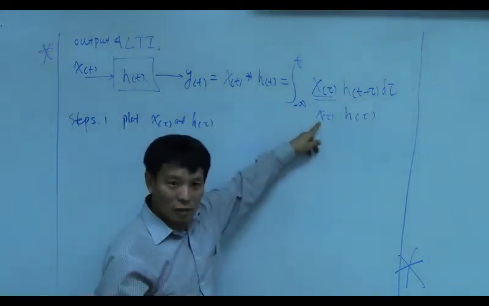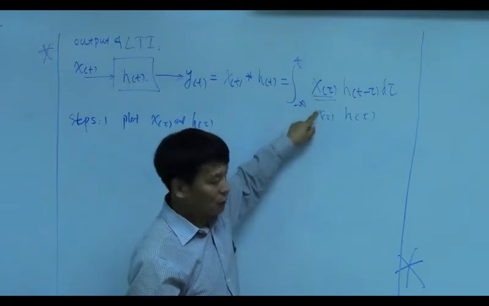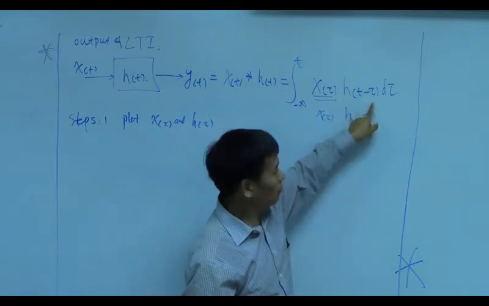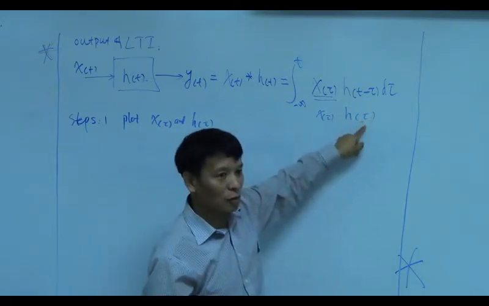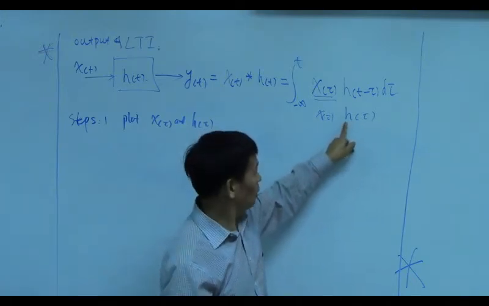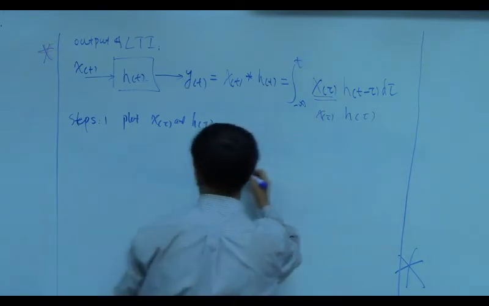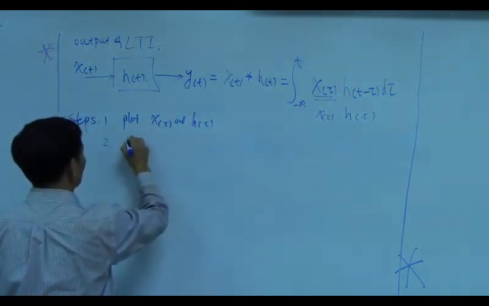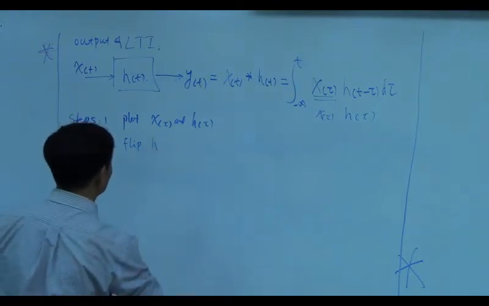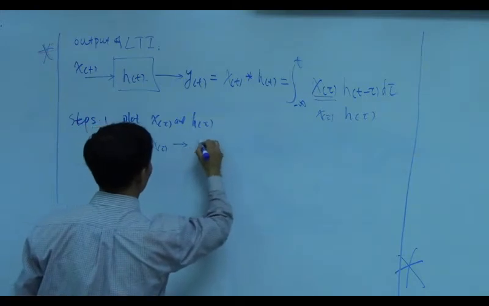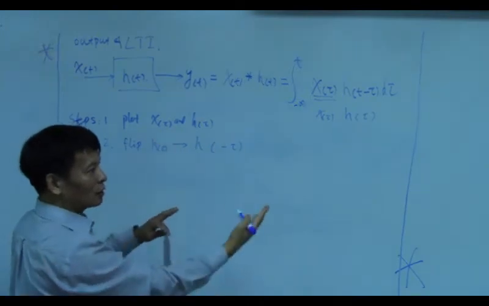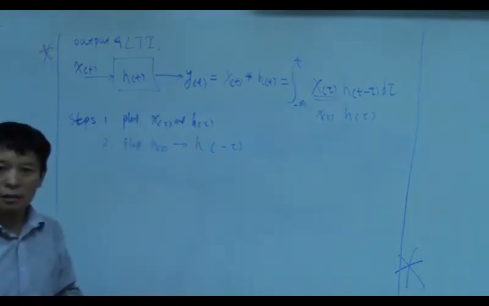Here, x(tau) is good because this is x(tau). But what we want is h(t minus tau). So what we do is we flip this with respect to the y-axis. So we get h(minus tau). Right? Step 2 is flip or mirror, no matter what, to h(tau). We have h(negative tau). So you have a curve like this, then you flip with respect to the y-axis. You get this one.